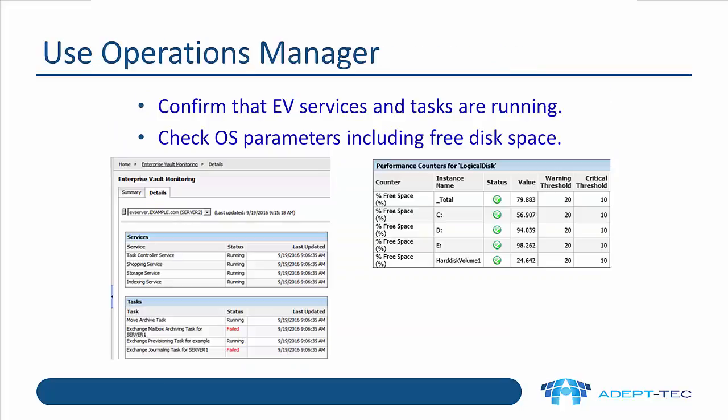Enterprise Vault Operations Manager is a great way of confirming that all the EV services and tasks are running without having to go and look at each individual server. You can also check things like operating system parameters, including free disk space.